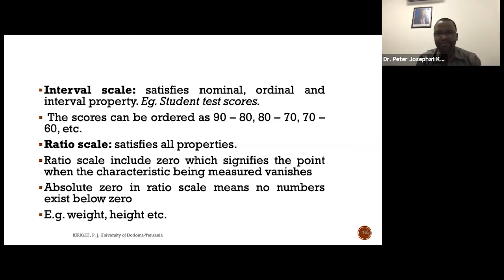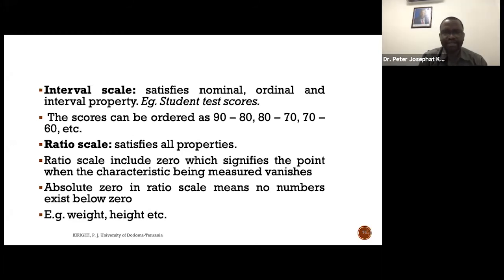Do we have a nominal? Probably yes, if you put into groups. Do we have an element of ordinal? The answer is yes, because 90 is large compared to 8. So you can decide to arrange in ascending or descending order, etc.